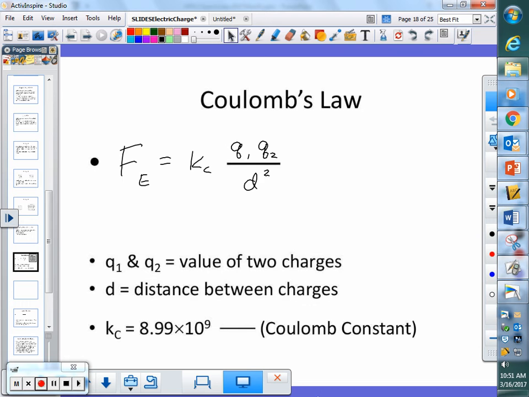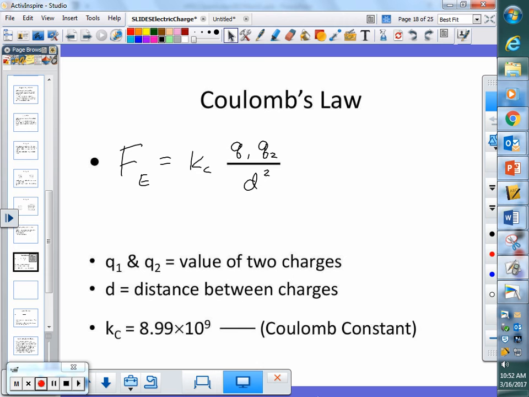Q1 and Q2 are how big of an imbalance we have between protons and electrons. And then D is the distance between those two objects. I can charge up the plastic rod by friction, rubbing it along the silk tie. But if I hold it over here, can I make the pith ball move? I have to bring it close to make that pith ball move, right? The amount of distance affects how much force there is.